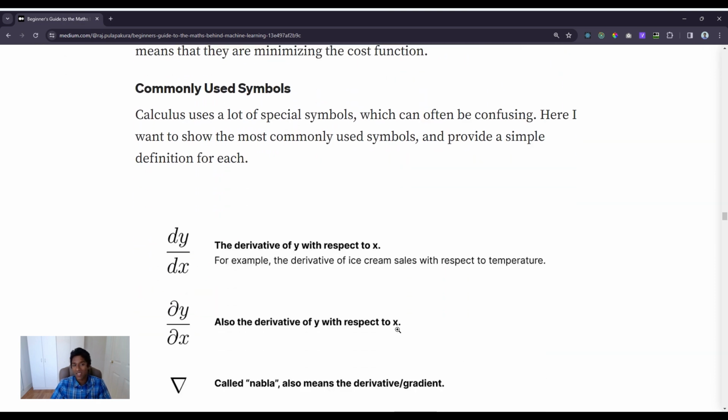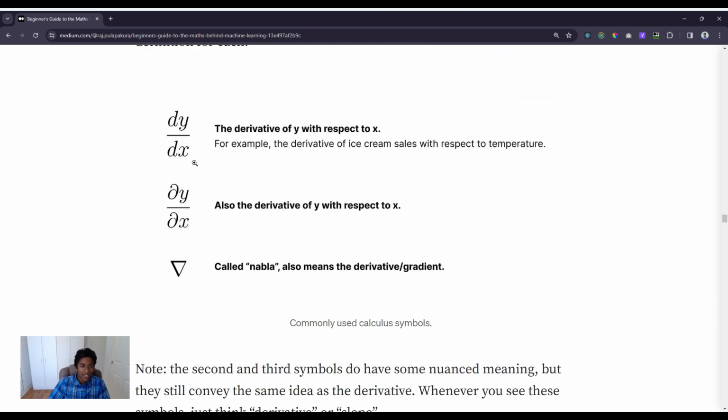In calculus, there are some commonly used symbols, and it can be a little bit confusing when you see these symbols in the literature, but most of these symbols mean very similar things, and I just want to provide a brief overview of what these symbols mean. This symbol here is referred to as dy dx, and it just means the derivative of y with respect to x. For example, the derivative of ice cream sales with respect to temperature.